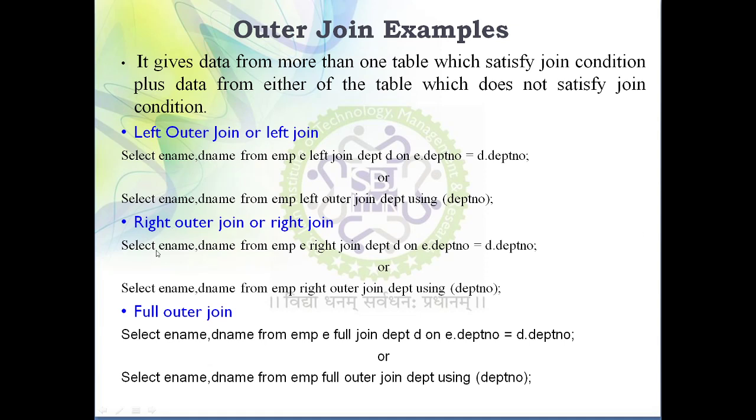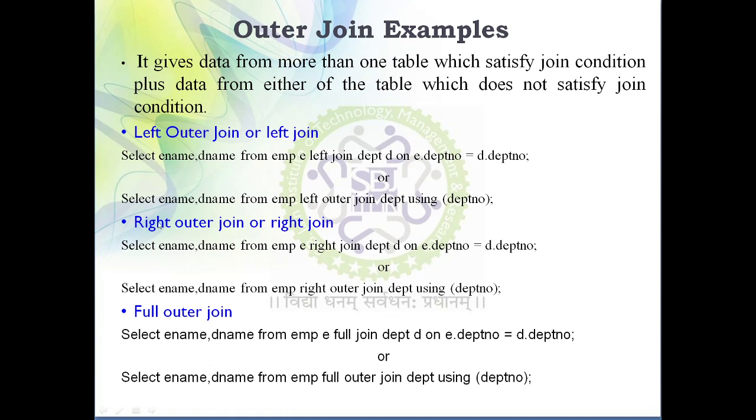I want to display employee name along with the department name. So in this case you observe, instead of left join I am writing right join. So what is the difference between this right join query and left join query? In a right join query I get the data which is common in the employee table and department table, plus data which is only present in the department table.